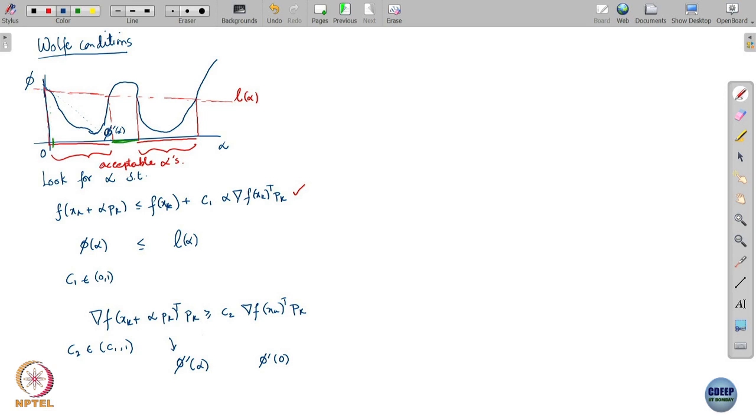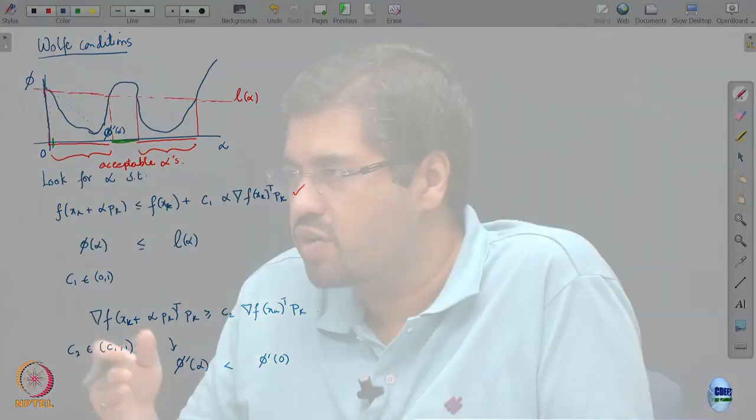Now why does this make sense? Suppose phi dash alpha was negative. If phi dash alpha is strongly negative, that means phi dash alpha is going to be less than phi dash 0, much less than phi dash 0. Then this condition would not be satisfied, and you would be looking for an even greater alpha. So when phi dash alpha is strongly negative, it effectively is alluding to the fact that you could decrease the function even further because your phi dash alpha is negative.